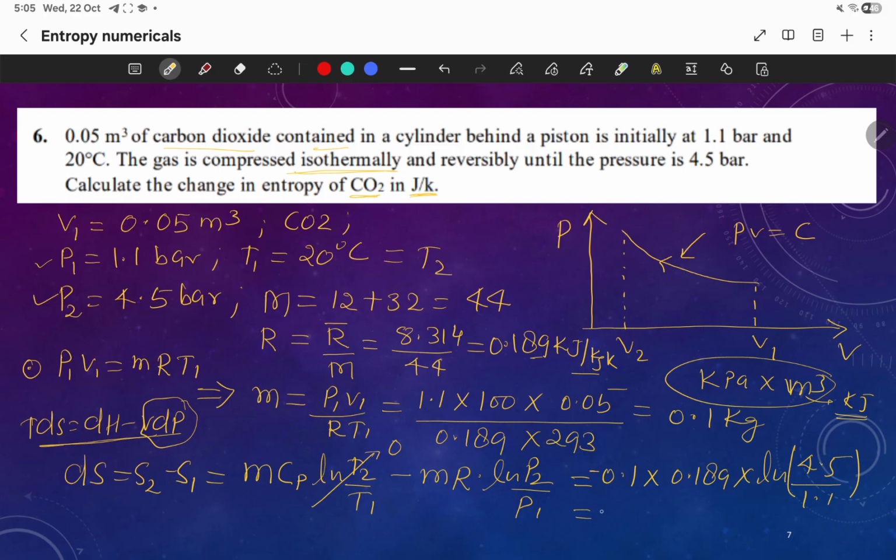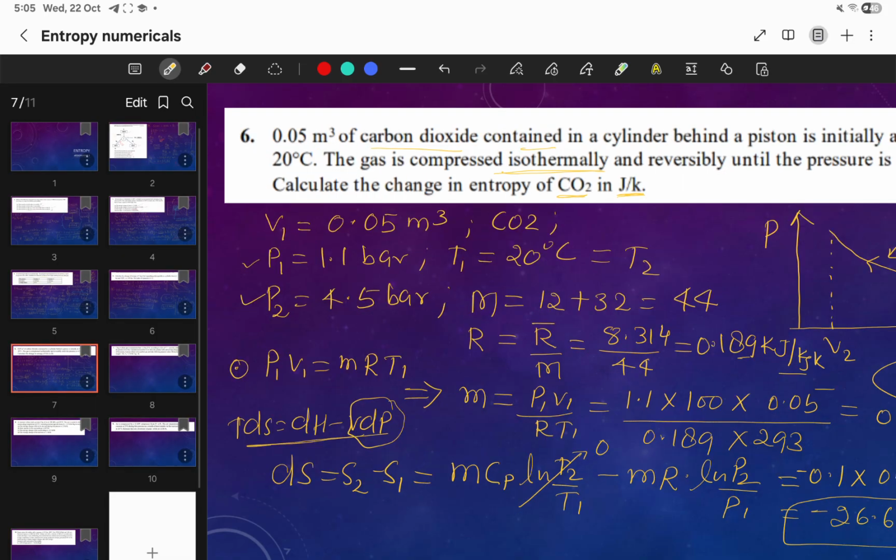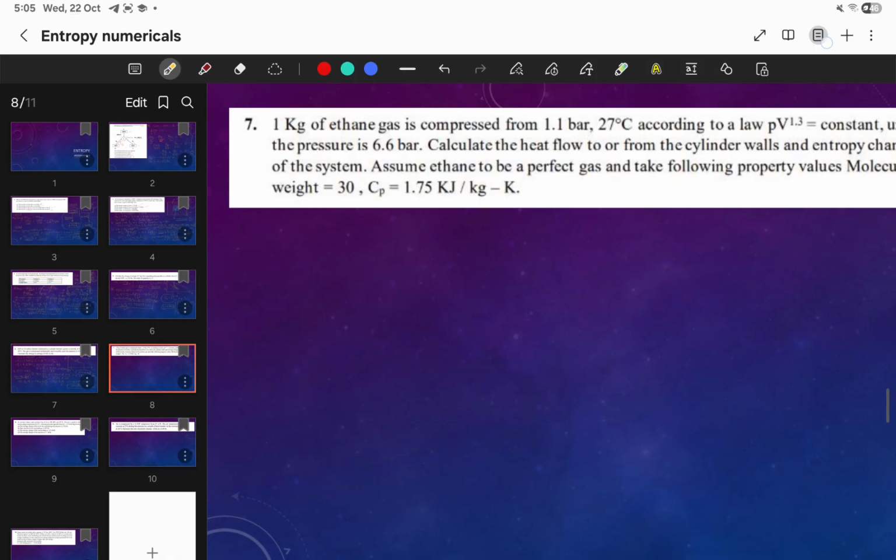We will get how much? Keep it minus here. We will get minus 260.6 joule per Kelvin. Joule per Kelvin, this will be the change in entropy. So this is the final answer. So this is question number 6. Let's move to next question, question number 7.